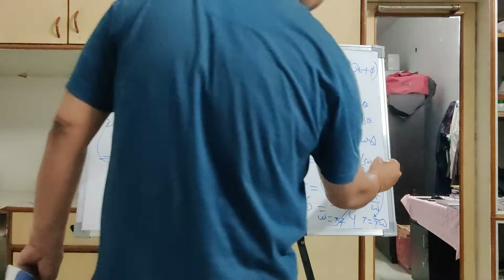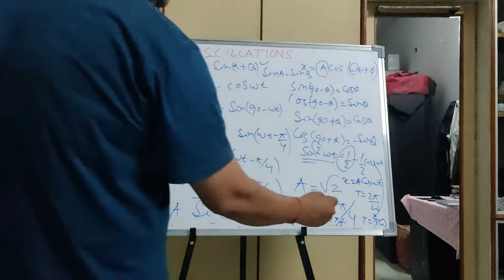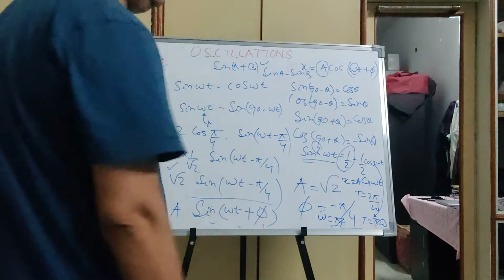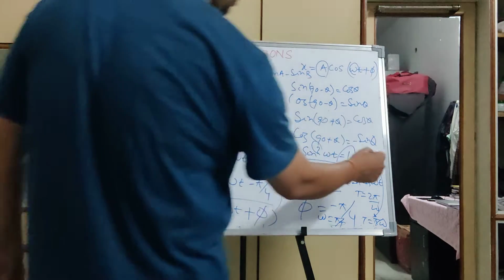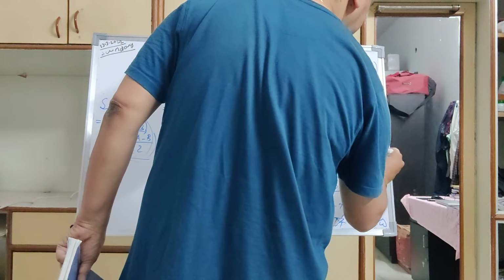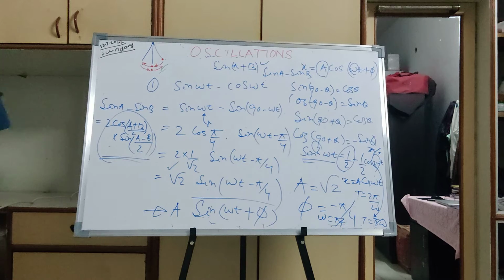Pi by t, then pi by t into 2, it will become 2 pi by t. See, if t is equal to pi by omega, omega will become pi by t. So this pi by t into 2, this term will become 2 pi by t, which is what your angular frequency is.